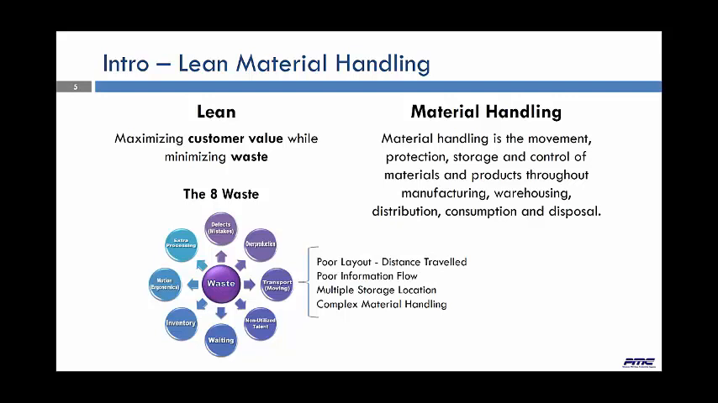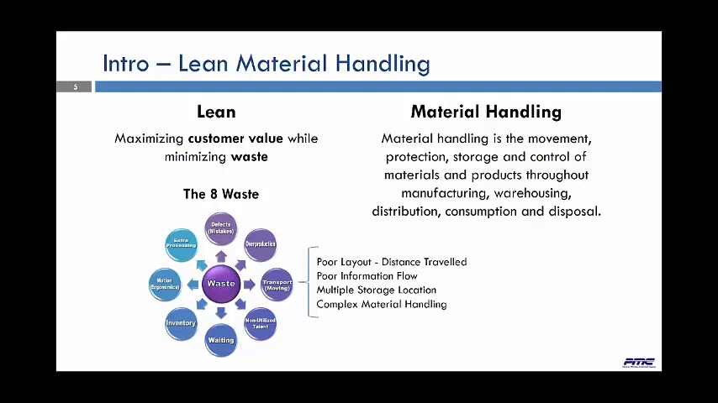So, as an introduction, we know the practice of lean manufacturing has been around for a very long period of time. What lean does is try to eliminate all kinds of waste. One of the key wastes, especially in material handling, is transporting or moving the parts from one location to another.